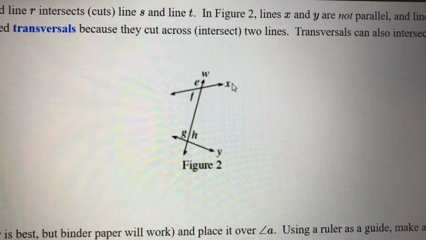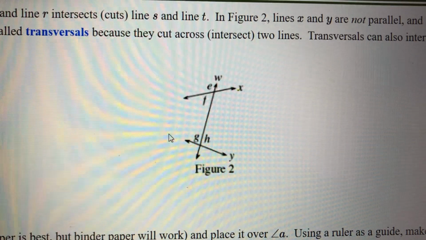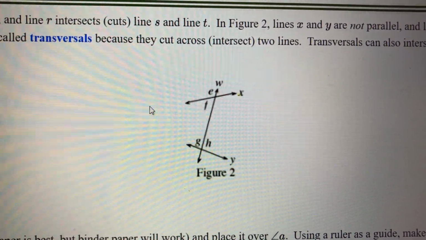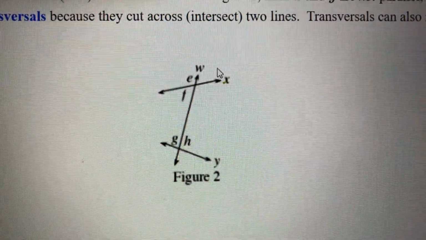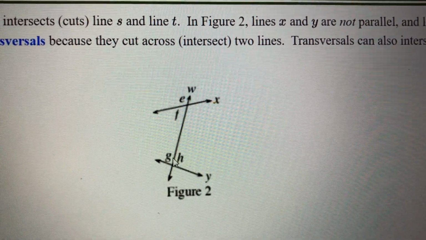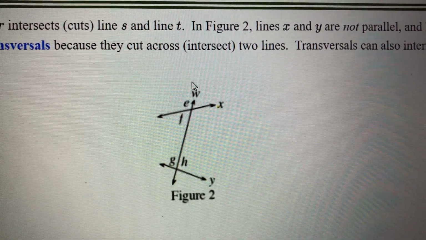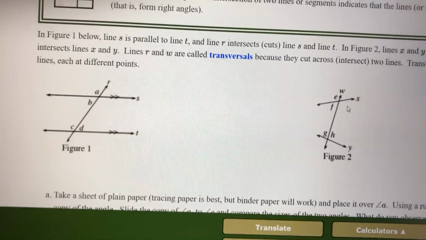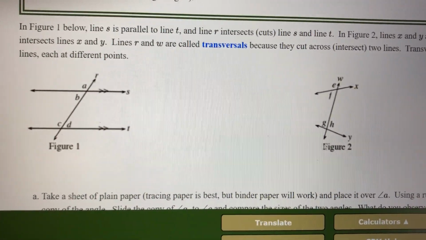Over here, we have line X and line Y. Those are not parallel. Obviously, if they kept going, they'd cross over here. So that means they're not parallel. They're being crossed by this line called W, and that's also called a transversal. Okay, so any line that cuts through two other lines is called a transversal.